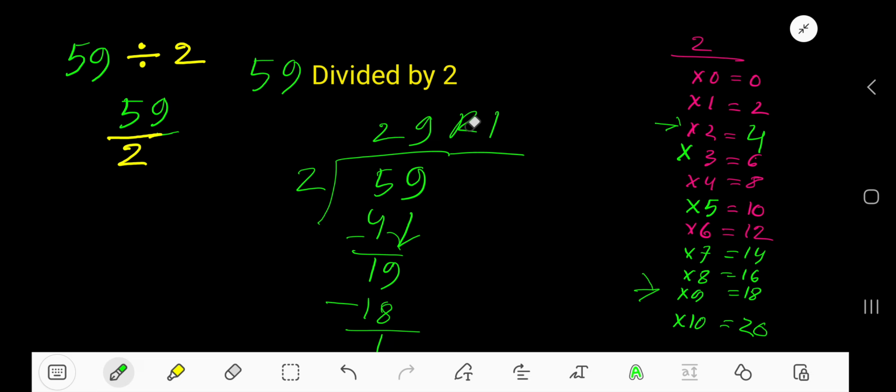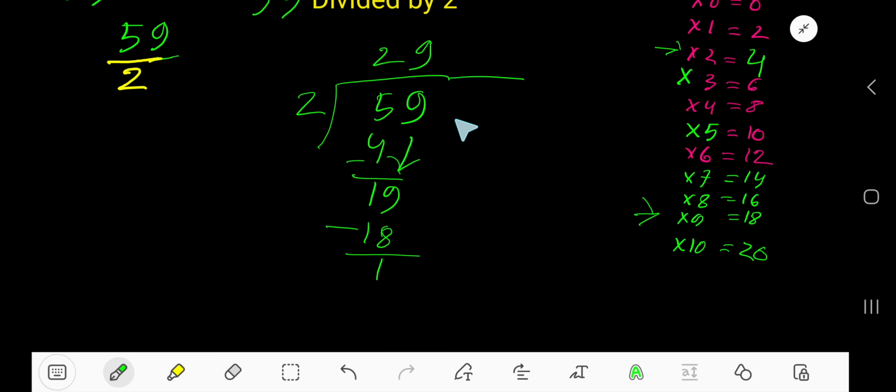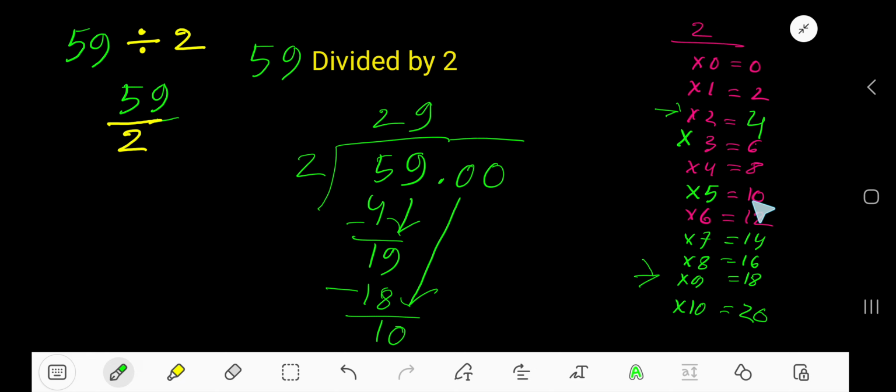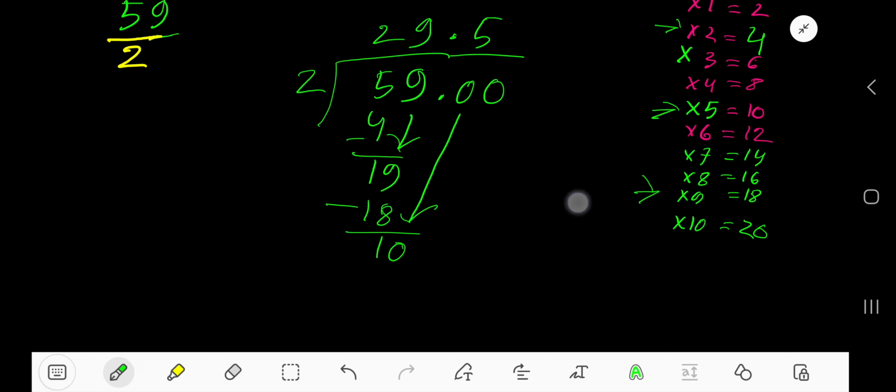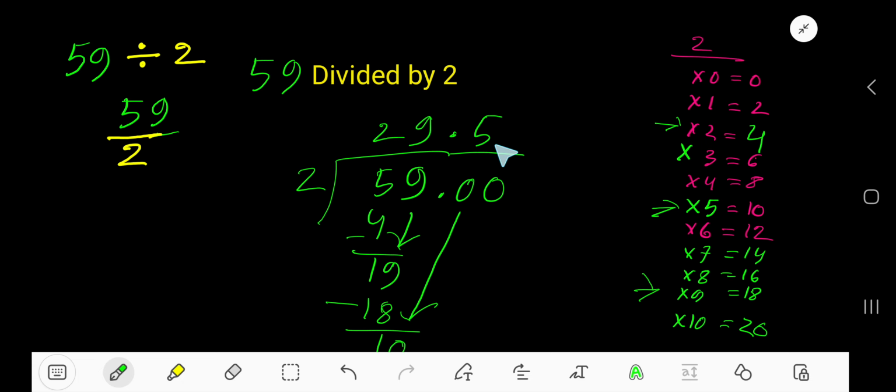But if you want to write your answer in decimal, just put a decimal point and add the number of zeros. Bring down the first zero. 2 goes into 10 how many times? 5 times. But before this 0 there is a decimal, so the decimal must come into the quotient. 2 goes into 10 5 times, 5 times 2, 10. Subtract, 0. So 29.5 is your quotient, and this is the result.